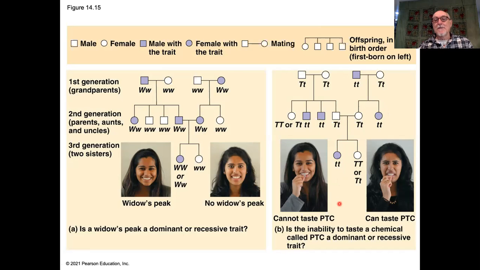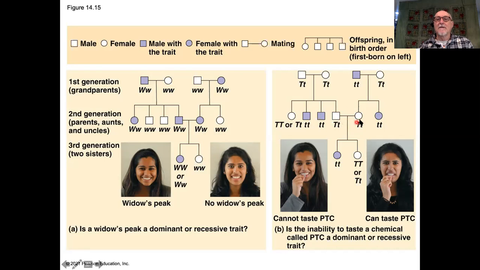For tasting, this particular substance is called PTC. And if you can taste PTC, you can see the look on her face. It tastes bitter. If you can't taste it, you can't taste anything at all. Again, have a look through here. Here we have two heterozygotes who can taste. Yes, the cannot taste is the trait we're looking for. Sorry, cannot taste is the trait we're looking for.